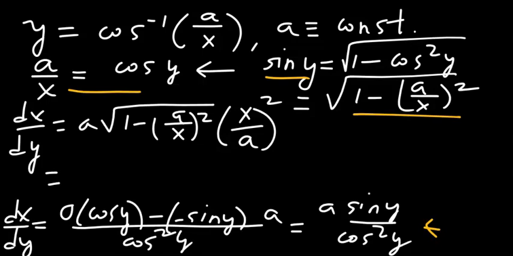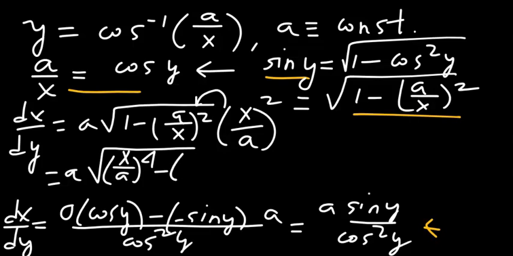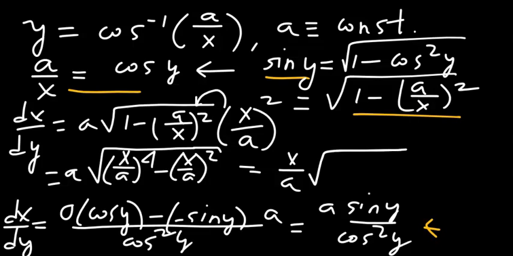Simplifying, we get a square root. Let's bring (x over a) squared inside the square root sign, and you're going to have (x over a) to the power 4 minus (x over a) squared, which can be simplified using algebra, and it will become x over a square root of x squared minus a squared.